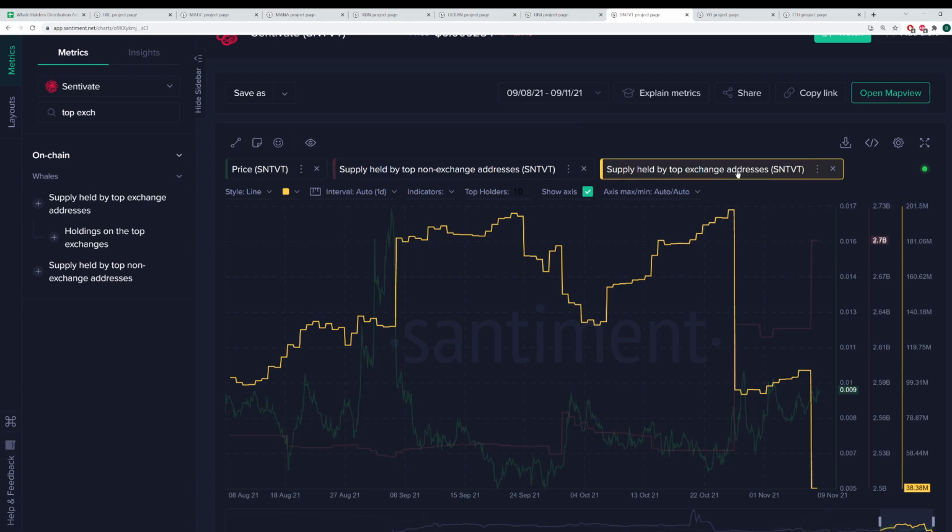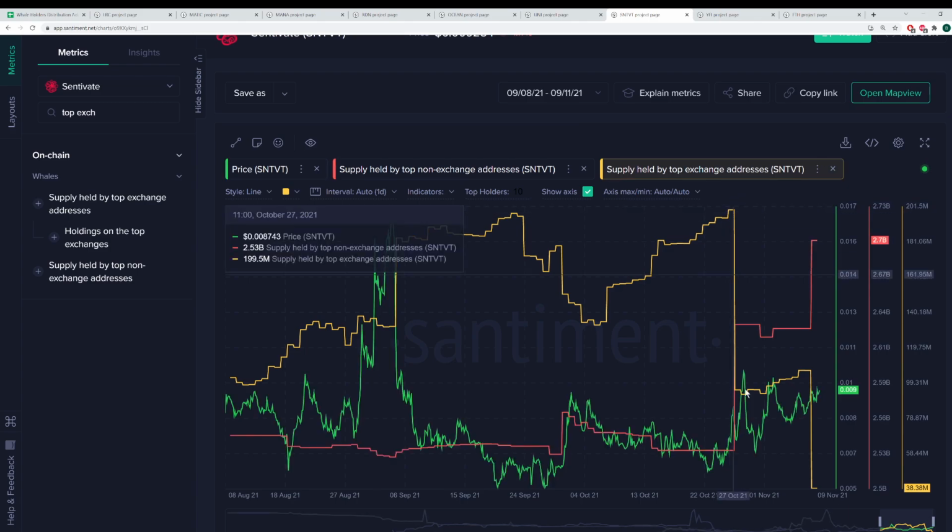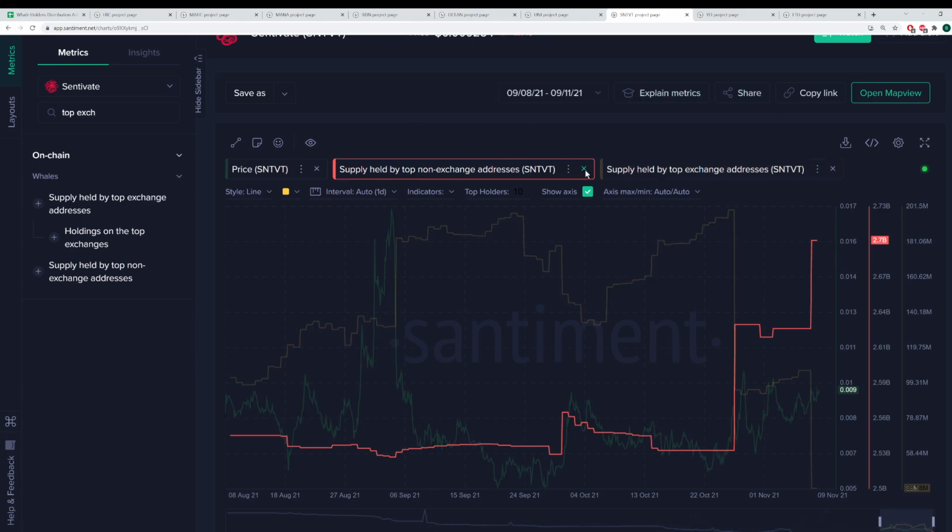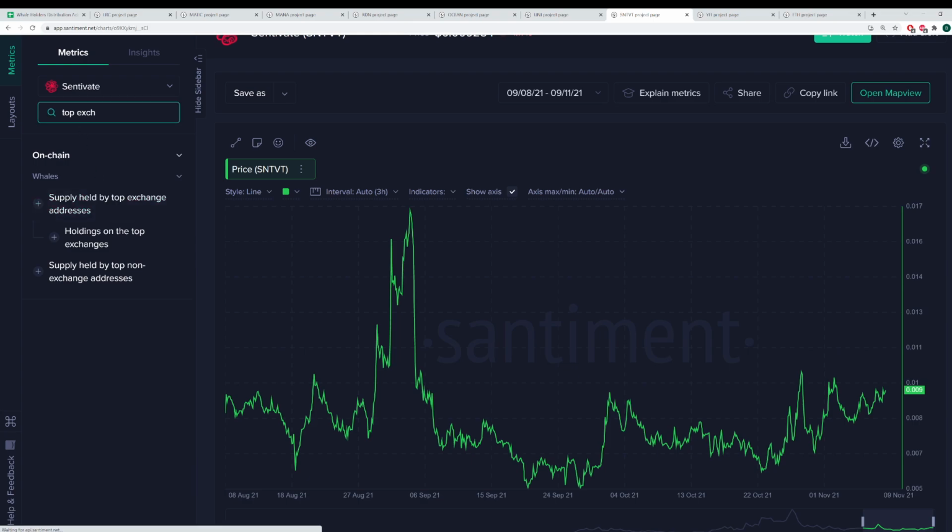And then in tandem, the top 10 exchange addresses have essentially been moving the opposite direction. You'll notice there's kind of a mirror, not quite a perfect mirror, but definitely a semi-mirror effect that goes on between the relationship of these two. And the top 10 exchange addresses have just dumped a whole bunch in unison with the top 10 non-exchange addresses accumulating a bunch.